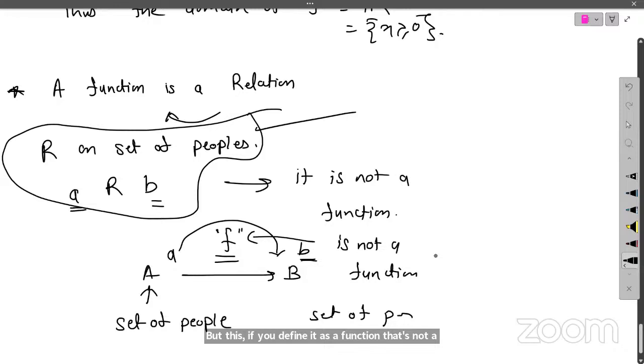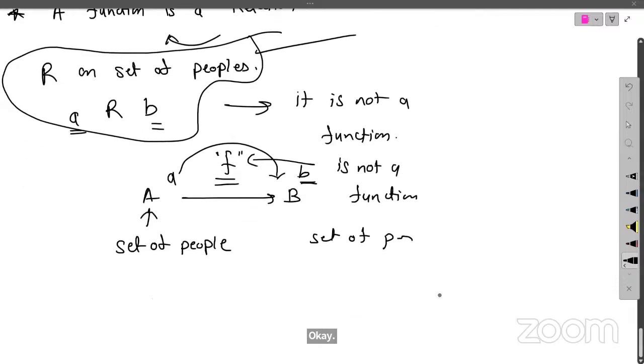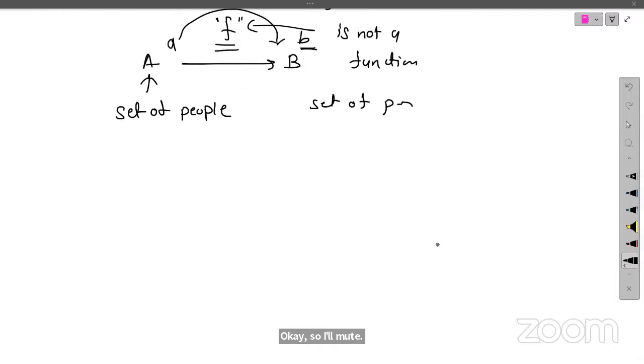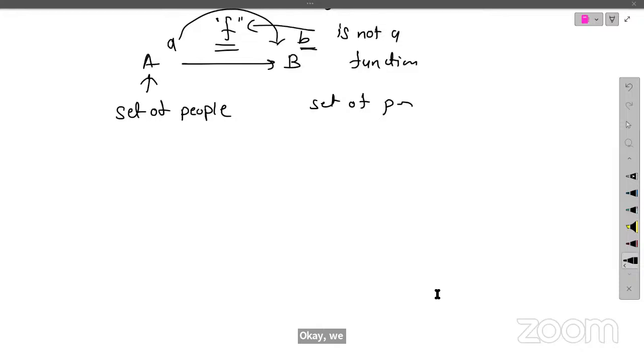Is that fine? Okay, so I'll mute everything. You can ask your doubts. Good evening, ma'am. I have doubts from activity 5. Yeah, all activity doubts I will take after this. I just have one onto function and then we'll go to activity doubts. Okay, I just joined late, that's why I'm not aware of it. Thank you so much. Okay, fine.